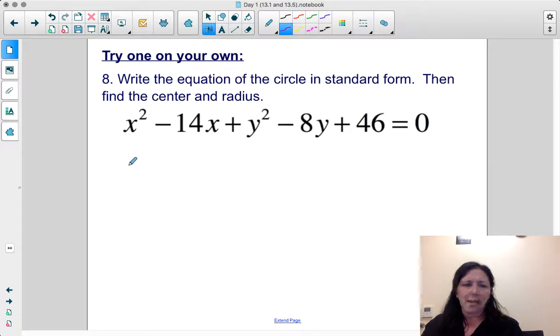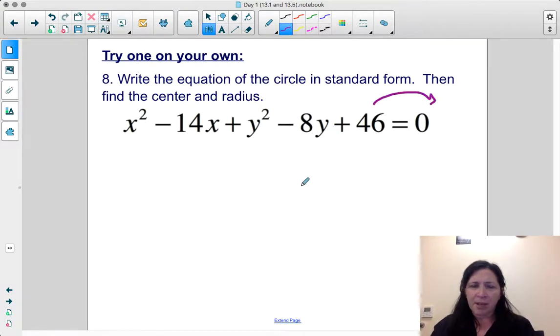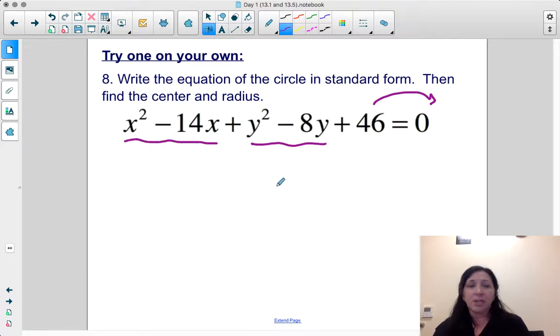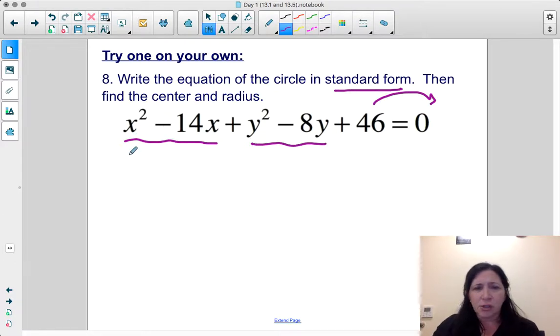So again, what I see is an x squared and an x, a y squared and a y, and then this number here, I want to move to the other side. But in order to do this, you're going to have to complete the square not once, but twice to put this general form equation in standard form. So what I would do is pause the video and try to do this yourself first, and then turn it back on when you're done. So let's get started on this.